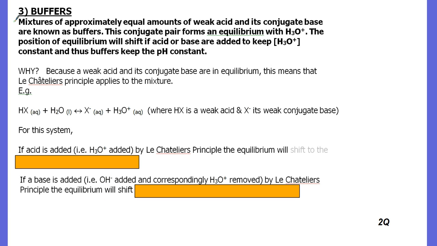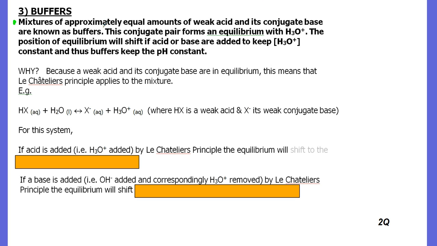First of all, you've got to know what a buffer is. So number one, you need to know a buffer is a mixture of approximately equal amounts of a weak acid and its conjugate base, or you could say a weak base and its conjugate acid, but it's a buffer solution that contains both of those things. And because you've got a weak acid and its conjugate base, that means they'll be in equilibrium with each other, as we learned in the previous video.